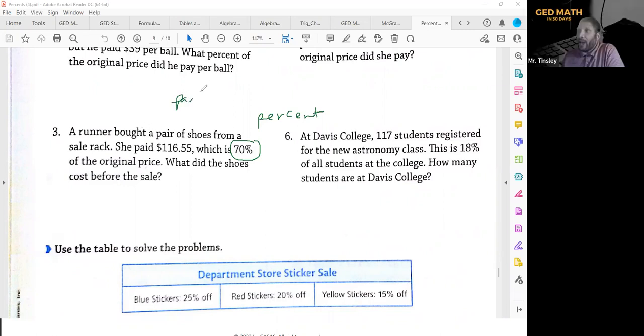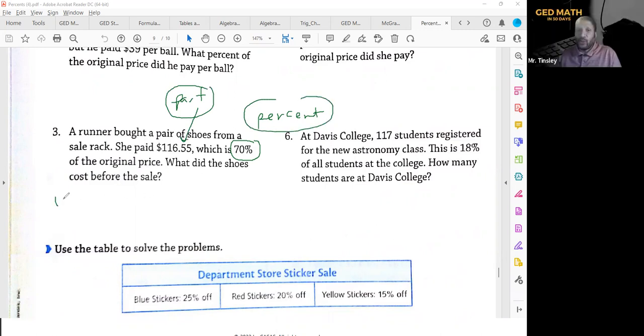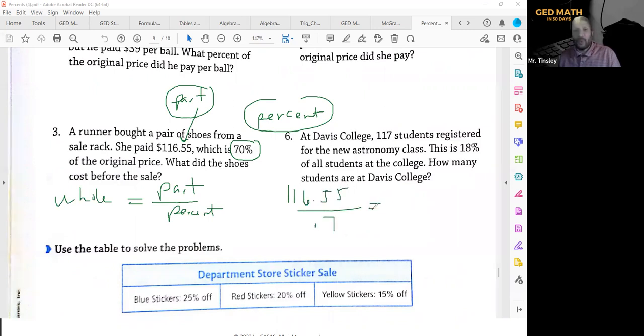That's the part, because they're telling you she paid. That's lower than the original price, so it can't be the whole. 70%. So I know the part. I know the percent. I do not know the whole. So I need to solve for the whole. So whole equals part divided by percent. Got to know your formulas. 116.55 divided by 0.7. Tell me what we get.